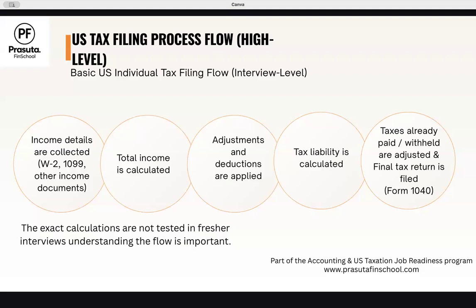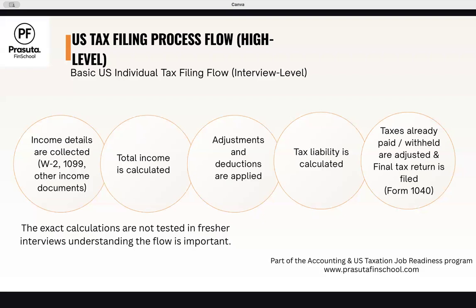So how does the process start? Income details are collected through W2 or 1099 or other income documents. Then total income is calculated, adjustments and deductions are applied, then tax liability is calculated, then taxes already paid or withheld are adjusted, and the final return is filed through Form 1040 for individuals, and for others as per the applicable form. The exact calculations are not tested by the interviewer for a fresher. The interviewer tries to understand if you know how the flow goes, because that is what is important at a very basic level.